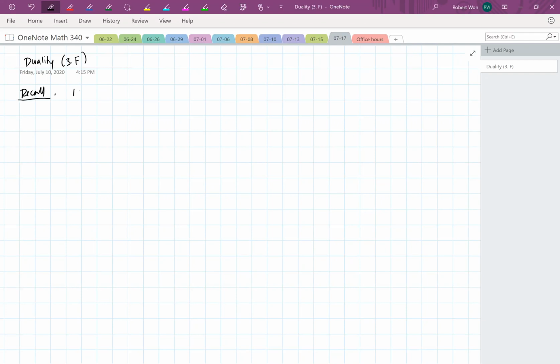So recall, if V is a vector space over F, we define a new vector space, the dual space. What was the dual space? The dual space was V prime or V star. It was just defined to be the set of all linear maps from V to the base field F. So you start with a vector space, you take its dual. This is a new vector space, but the vectors in this vector space are like functions on V.